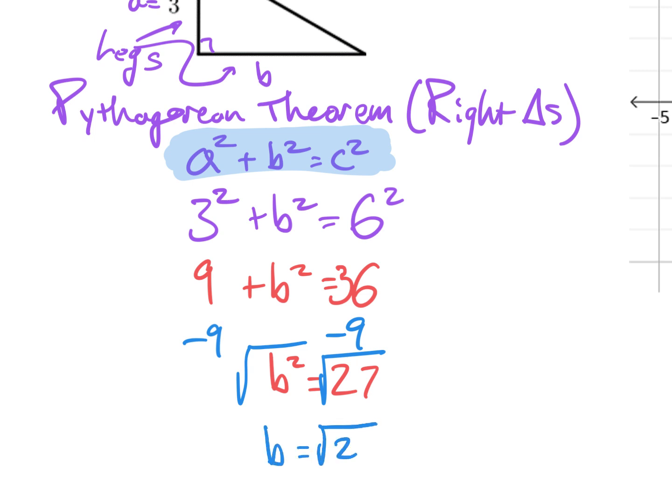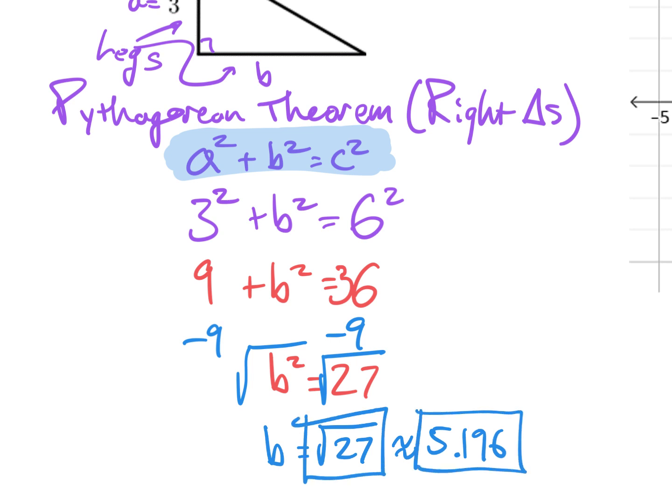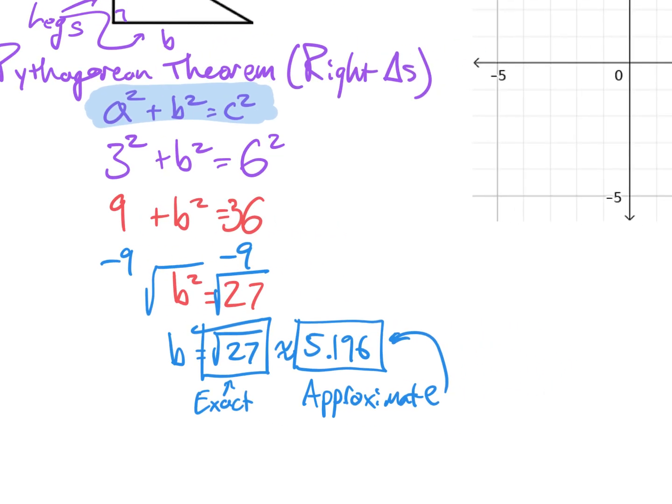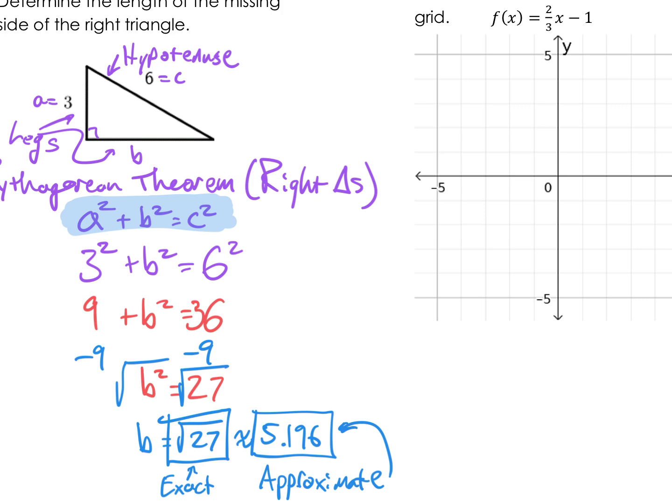We get the square root of 27, and there is no number that you can square to get 27 exactly. And so that gives us 5.196. Now the exact answer is the square root of 27. So this is something that we'll be working on more. That's exact, and this is called an approximate, because when you plug it into your calculator, you have to round it off a little bit to get 5.196. So that's how we find the missing side of a right triangle.